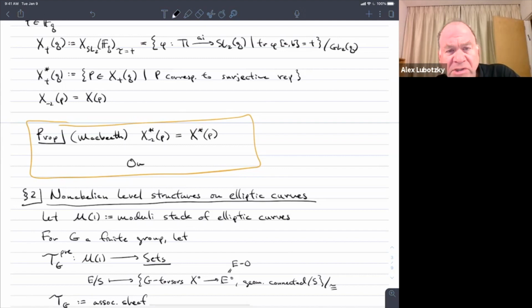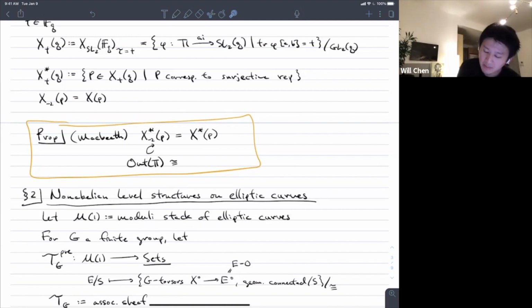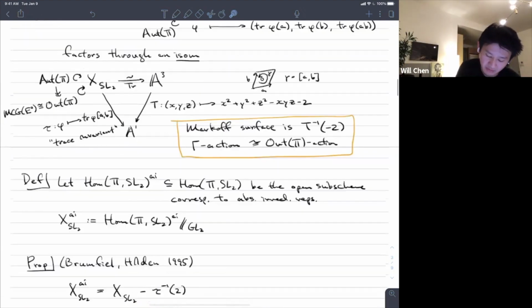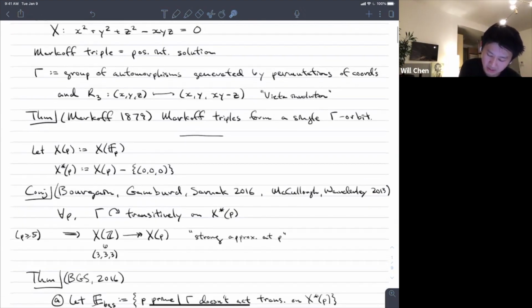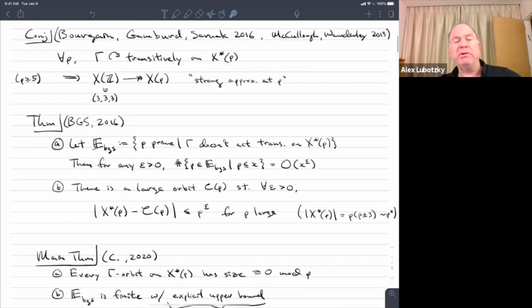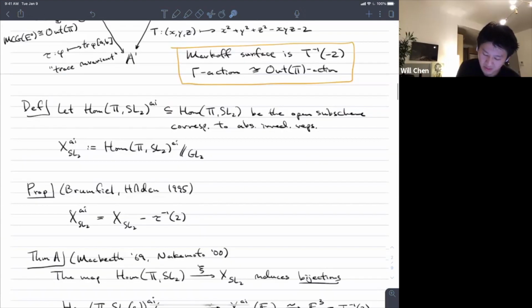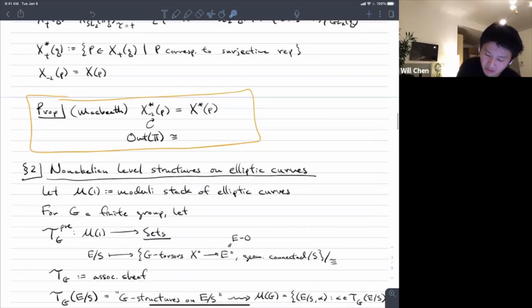But you mean x star? You mean x star with -2 also? I understand. Not all the irreducible ones will give you -2 as the trace. I know, but I'm saying this x star p is the x star p from the very beginning, where it was just the FP points of the Markov surface except for the trivial one. I see. Sorry. Yeah. They're defined in two different ways. The notation could be better, I suppose. And again, as before, we have that the out pi action is the same as the gamma action.